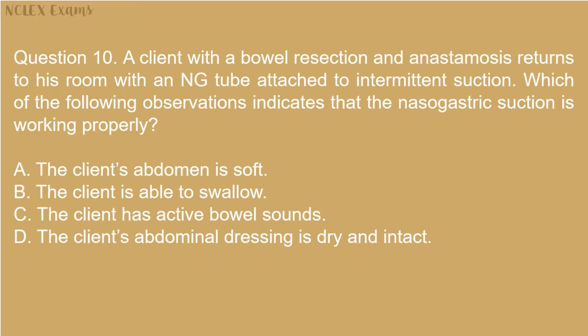Question 10. A client with a bowel resection and anastomosis returns to his room with an NG tube attached to intermittent suction. Which of the following observations indicates that the nasogastric suction is working properly? A. The client's abdomen is soft. B. The client is able to swallow. C. The client has active bowel sounds. D. The client's abdominal dressing is dry and intact.